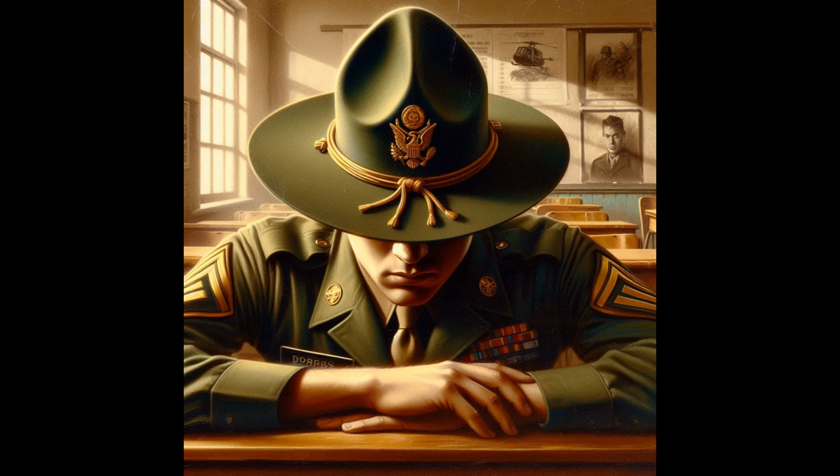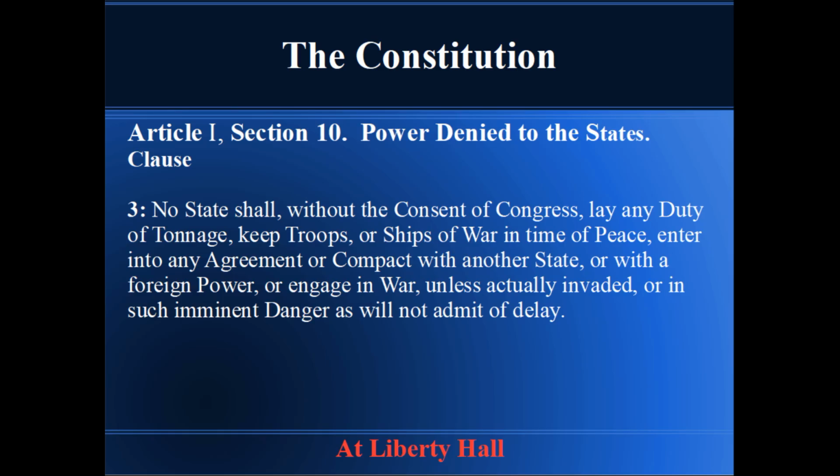2. No state can tax imports or exports without Congress's consent, and any revenue must go to the U.S. Treasury. Article 1, Section 10. Power denied to the states.